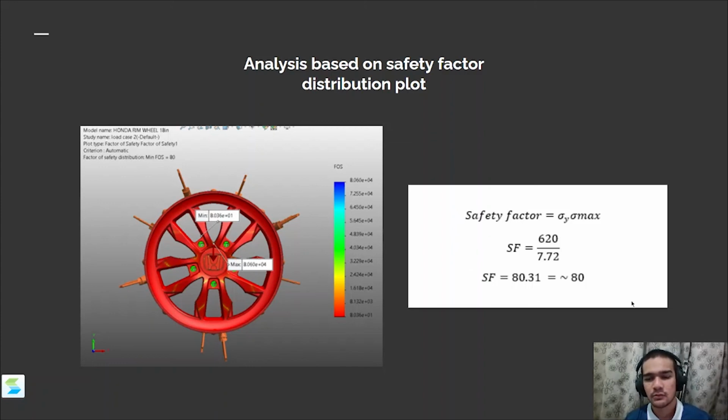So this value represents that this rim is very safe, as the value is far from 1. And if you want this rim to fail, maybe we have to change the material or increase the pressure on this rim by a very significant value. So I guess that's it. We move on to the next one.